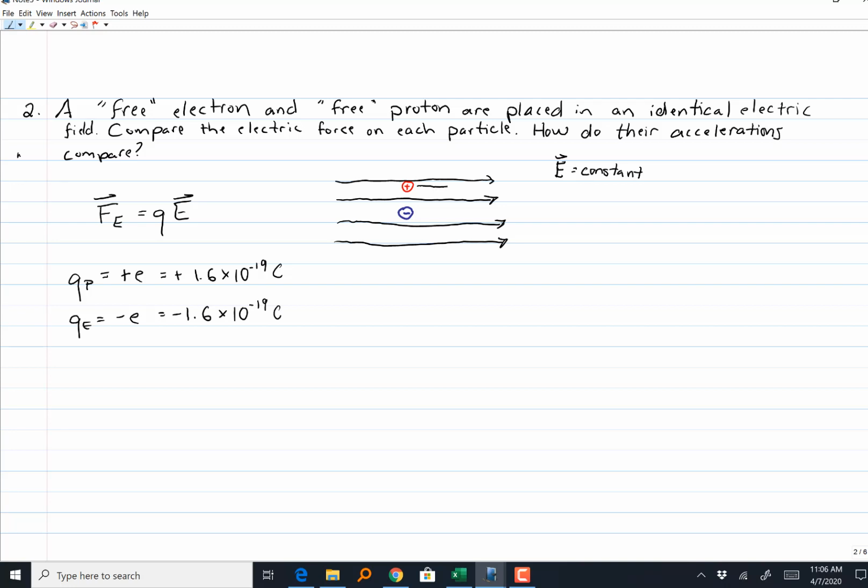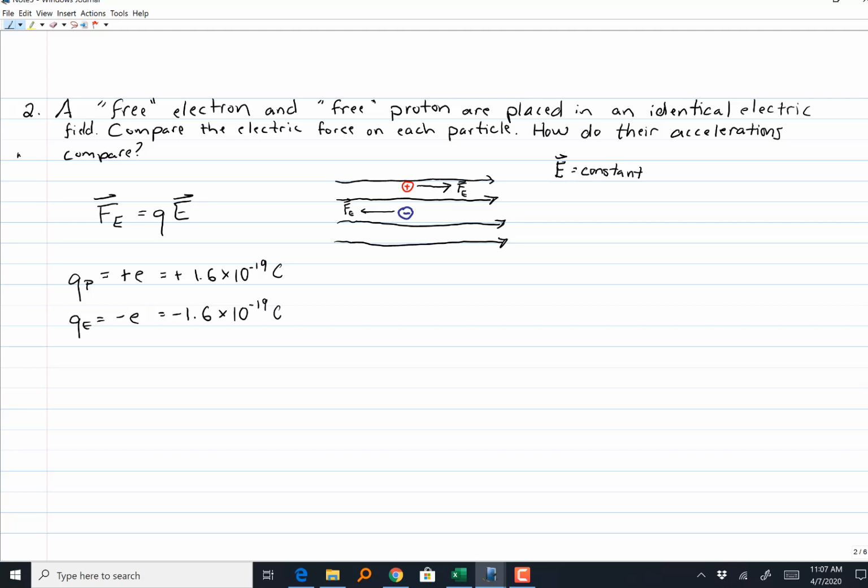The force on the proton is going to be directed to the right, in the same direction that the electric field is pointing, and the force on the electron is going to be pointing to the left, the opposite direction that the electric field is pointing.